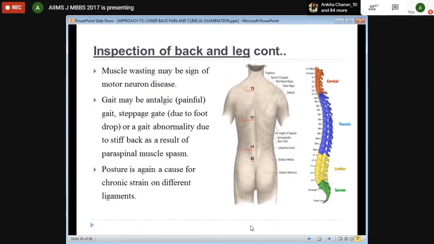Posture is again a cause of chronic strain on different ligaments and muscles. Conditions caused by postural disturbances are interspinous ligament pain. Then we can have strain of the quadratus lumborum and iliopsoas pain. Piriformis syndrome is usually again due to posture also.